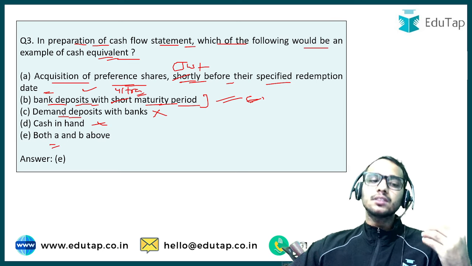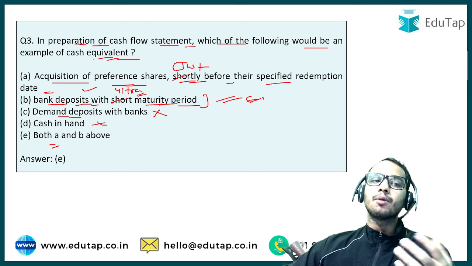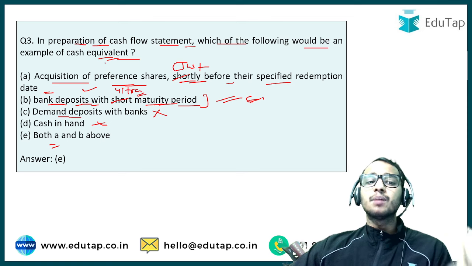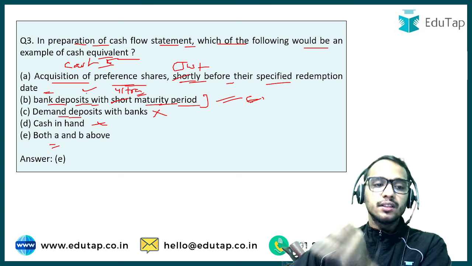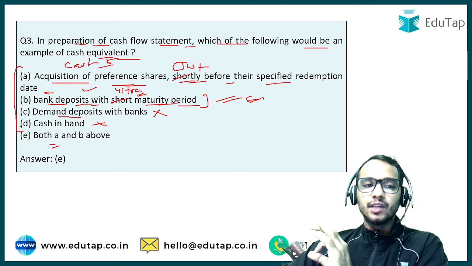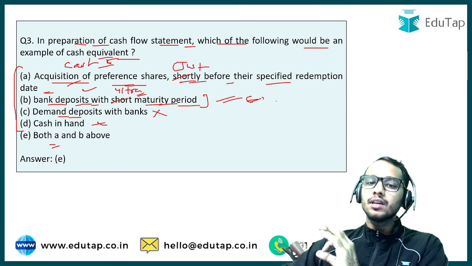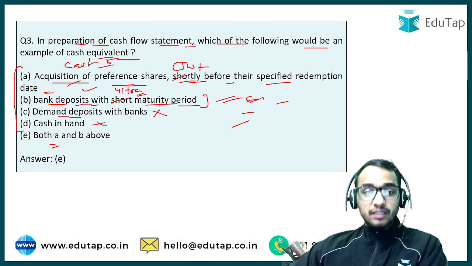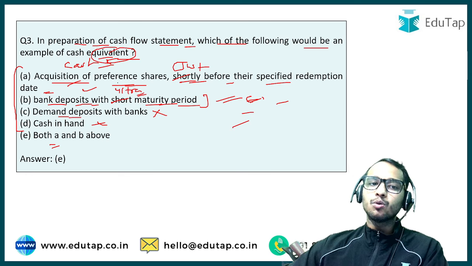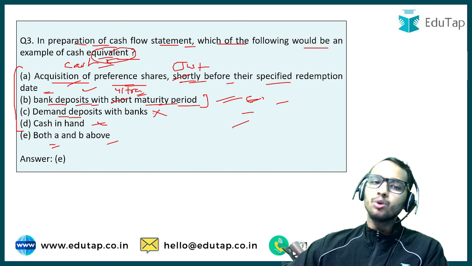Suppose the question is asking which of the following is an example of cash and cash equivalent. If the question is like that, then all of the above would be the answer, right? Because all are included in cash and cash equivalent. Okay, clear? In this case, we are just talking about cash equivalent. So the answer would be E, both A and B.